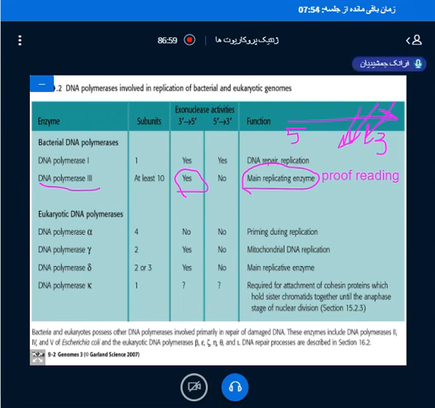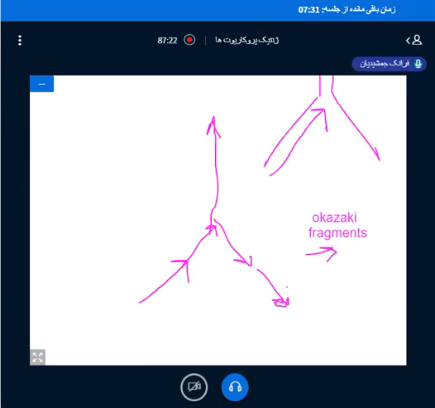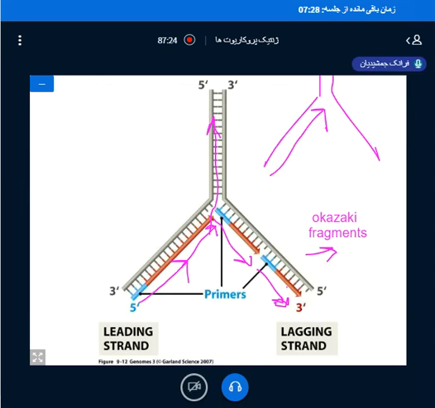Okay, listen more, Fatima. Listen, please. It has 3' to 5' exonuclease activity. What does exonuclease mean? Exonuclease means remove nucleotide. Okay, from where? From 3' to 5'. Look.